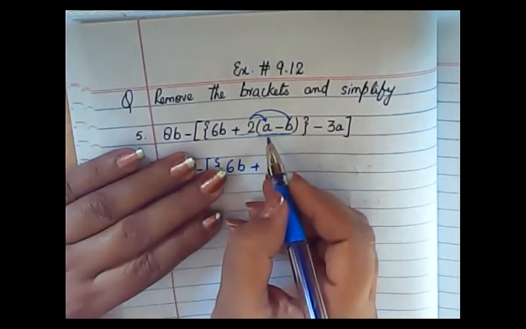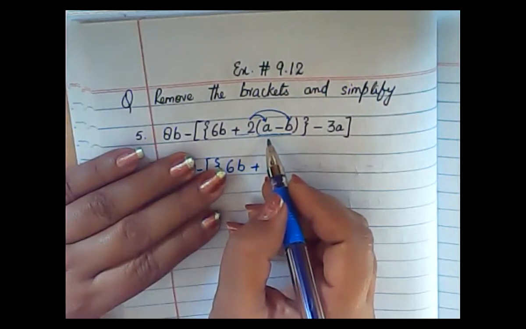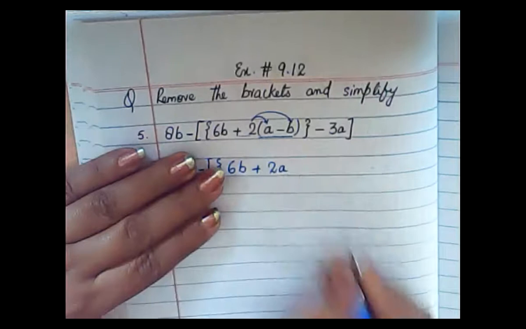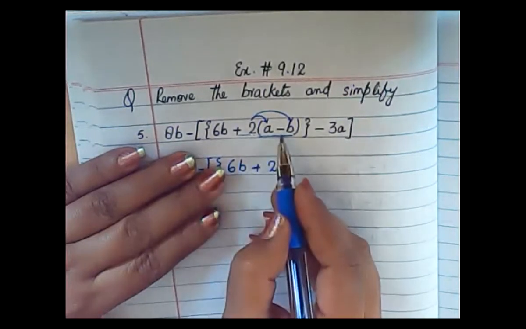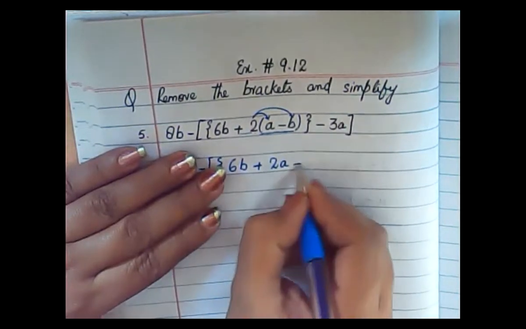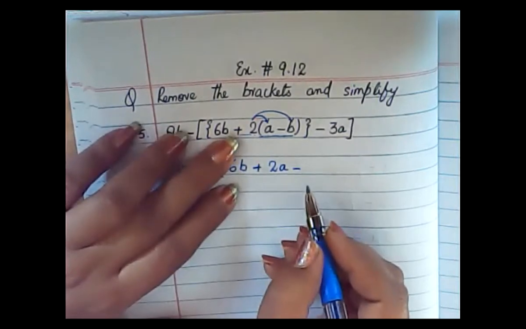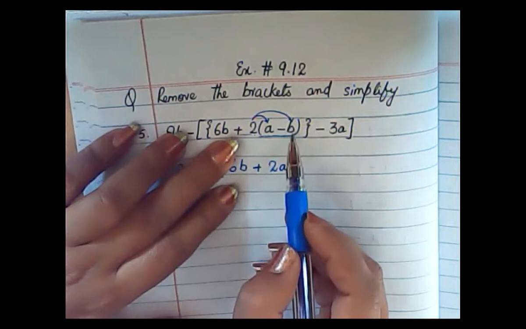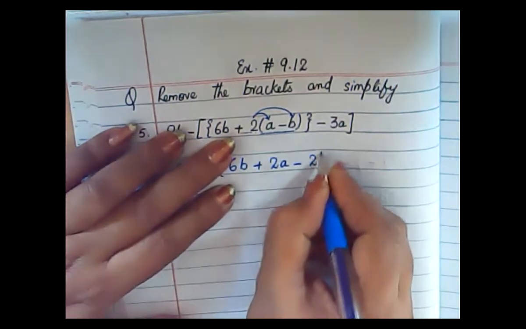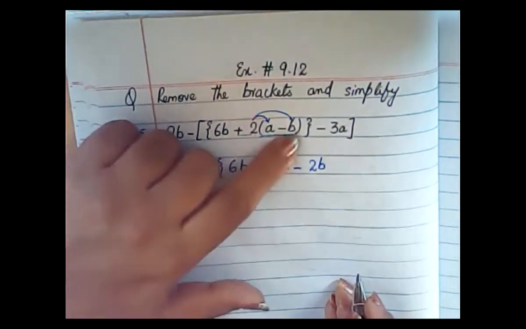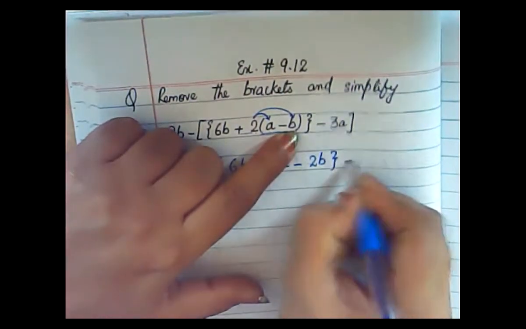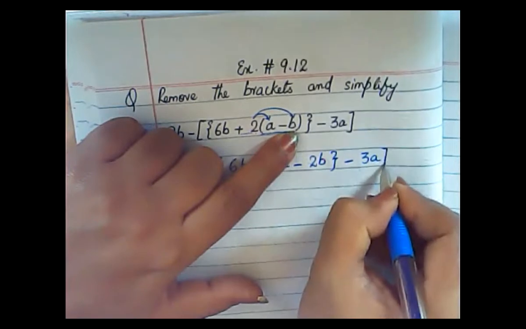When you multiply this 2 with a, what will be the answer? The answer will be 2a. Now simply you will write it down here, we are not changing the sign, because before the bracket we have this plus sign. Now, what will be the next one? 2 multiplied by b, so it will be 2b. Yes, very good. The round bracket has been removed. Now simply you will place here curly bracket minus 3a and then your square bracket.